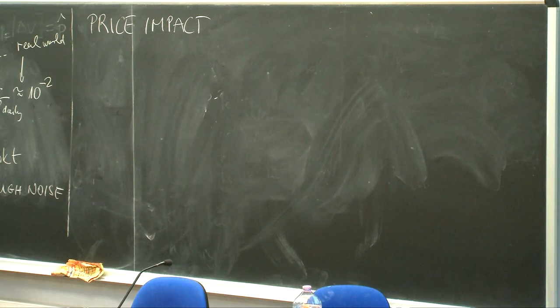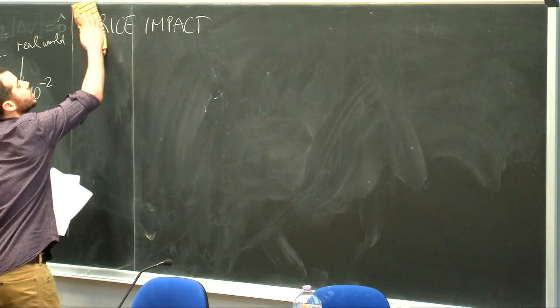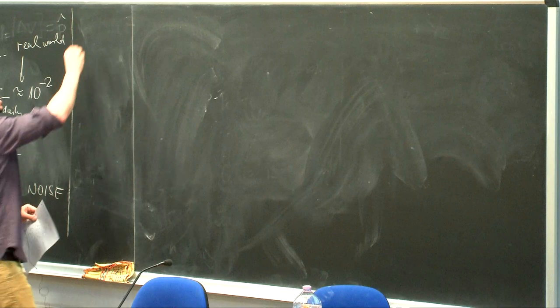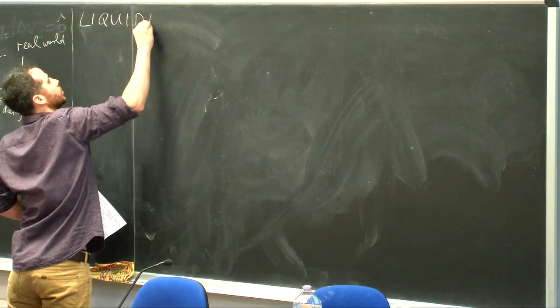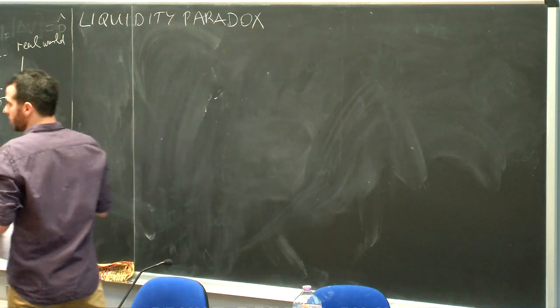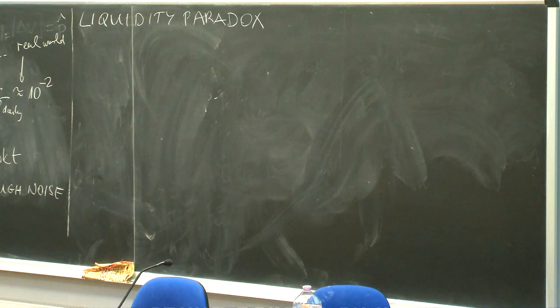So I wanted to mention one thing before getting to the price impact. One more thing that I wanted to get to before the impact is something called the liquidity paradox. It's related, still going back to the question that we discussed yesterday, this economics concept of fundamental efficiency. So there is some underlying true price in the market, and then the price reflects this quite well. That's the definition.